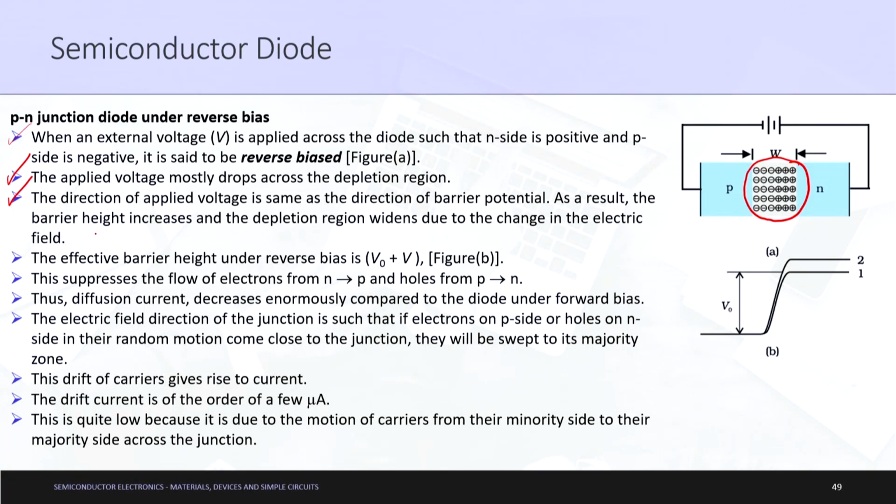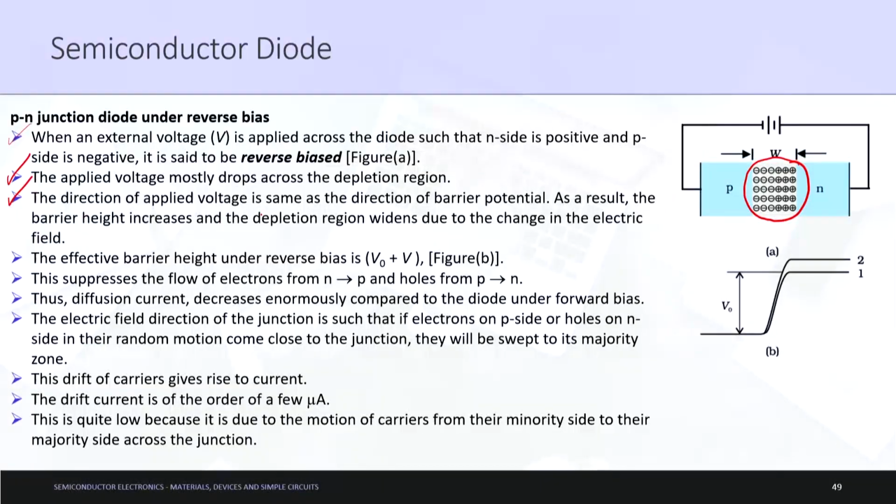What was happening in forward bias? The barrier height was decreasing. This time, because the external voltage is also acting in the same direction, there is an increase in the barrier height. Previously, this was the barrier potential and the external applied voltage was in this direction, so because of the difference in these voltage values, the barrier height was decreasing. This time it will increase.